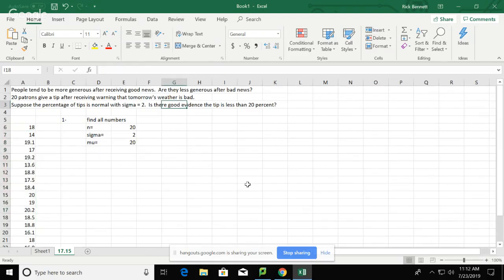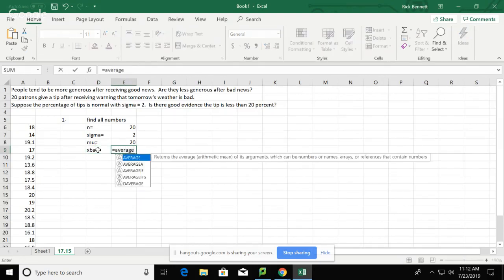Now, are there any other numbers that I should know? Mu, sigma, x bar. I should probably figure out my x bar, right? This one's not given to me, I'm going to have to figure it out myself, right? x bar is what? Equals average.